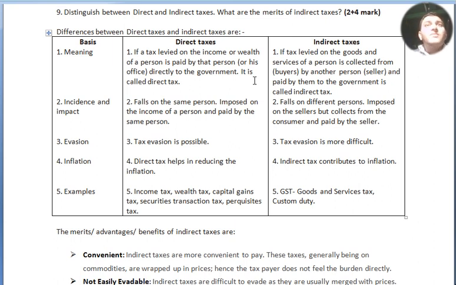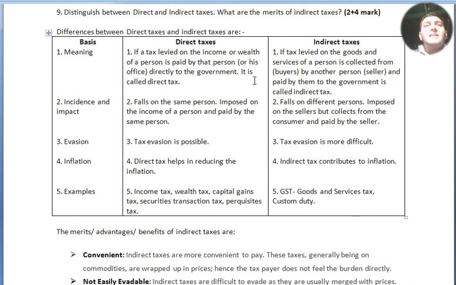Point number 4, inflation. Direct tax helps in reducing inflation. Indirect tax contributes to inflation. Point number 5, examples. Under direct tax: income tax, wealth tax, capital gain tax, securities transaction tax, perquisites tax. Under indirect tax, examples are GST, goods and service tax, customs duty, etc.